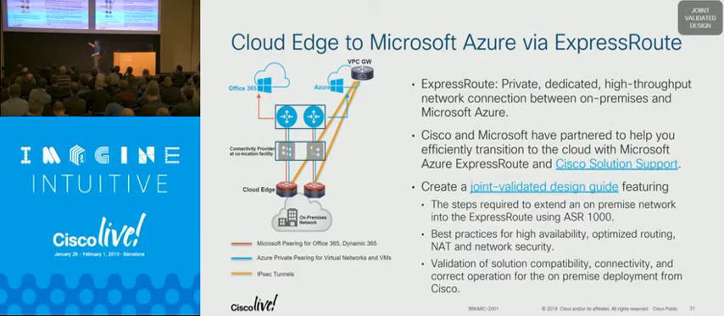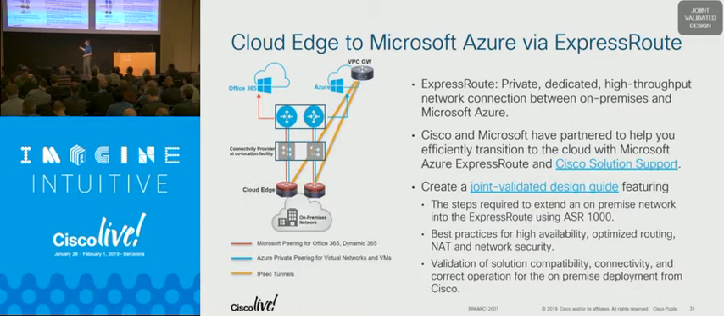In that joint validated design, we have the best practices for how to use BGP AS paths, local preference, and BGP communities to optimize the routing for you. It also includes the network address translation configuration best practices. When your on-premises network is running private IP space and you need to connect to Office 365, which is the public cloud, Microsoft is going to require you to do NAT on your cloud edge device.